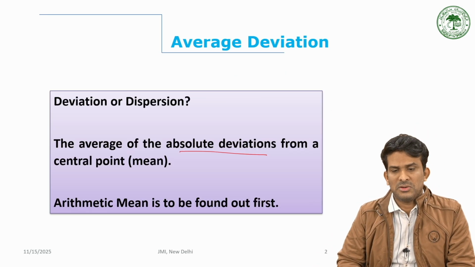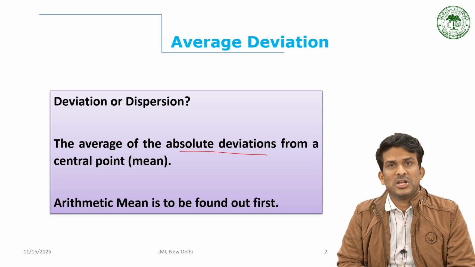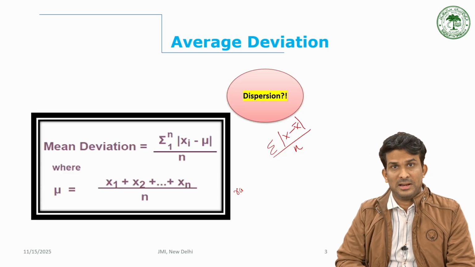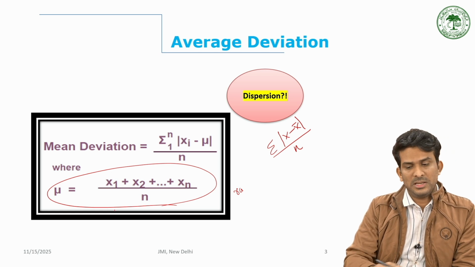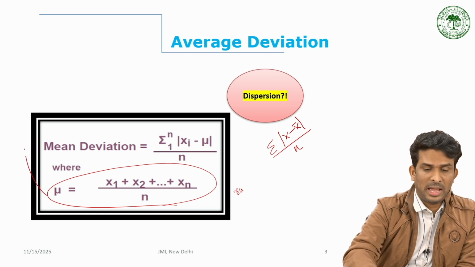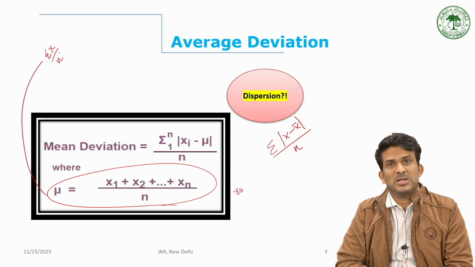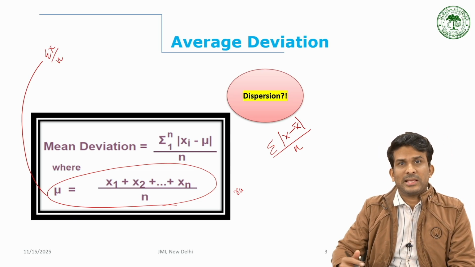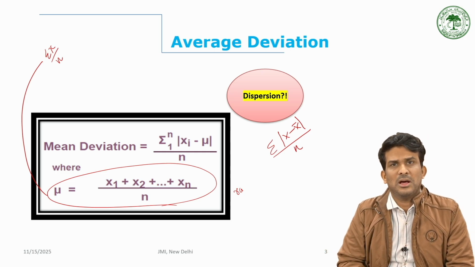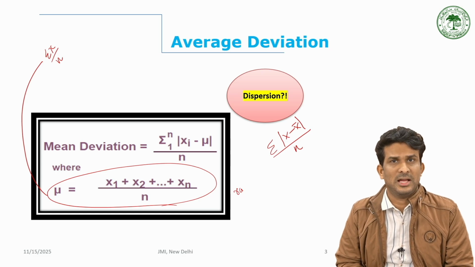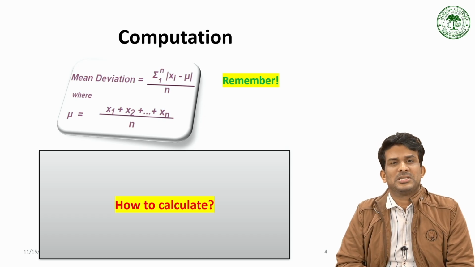Average we are taking. What was the definition? Average of the absolute deviations from the central point, the arithmetic mean. It's very clear, right? At the end we have given how to calculate the arithmetic mean. In short we write sigma x by n, that is x1 plus x2 plus x3 up to xn divided by the total number of observations. For clarity, it has been written at the bottom. You got it? Let us compute it now.